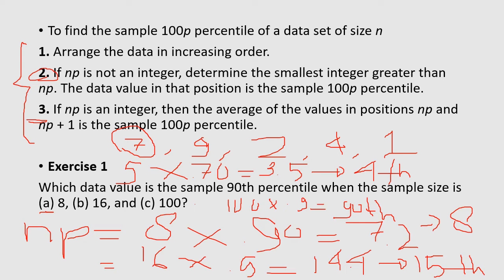I got 90, so np plus 1 is 91. 90 plus 91 divided by 2 gives 90.5, or 91, as the sample percentile. Okay, so that's how you calculate the percentile.